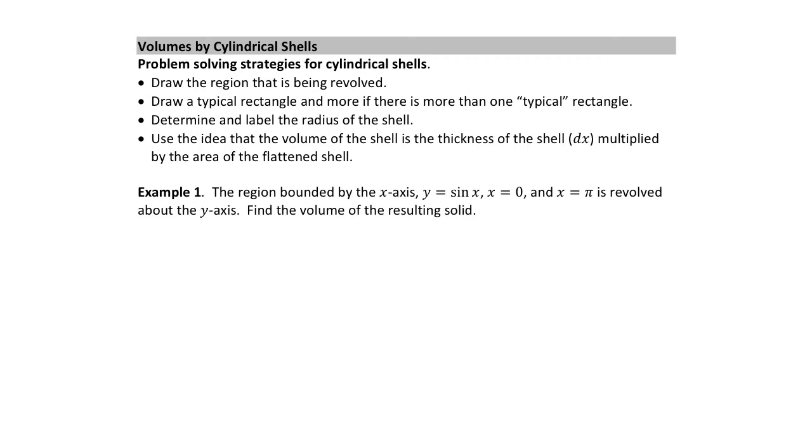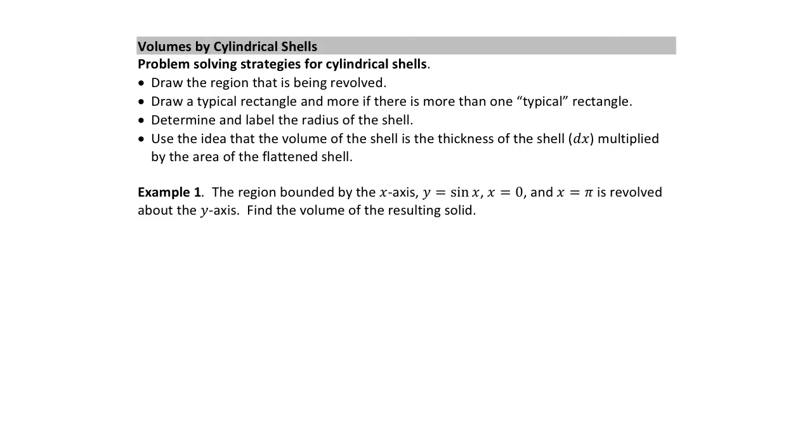And then again, use the idea that the volume of the shell is the thickness of the shell, which in our case we called dx, multiplied by the area of the flattened shell. The area of the flattened shell would be the circumference multiplied by the height. I like to think of these shells as if you could take a soup can with a weak glue on the label and twist the label off. It's kind of like a soup can label, but even thinner than the paper of the label.